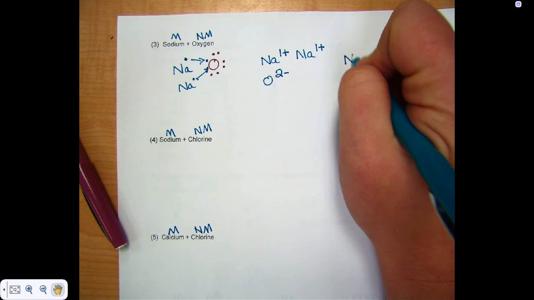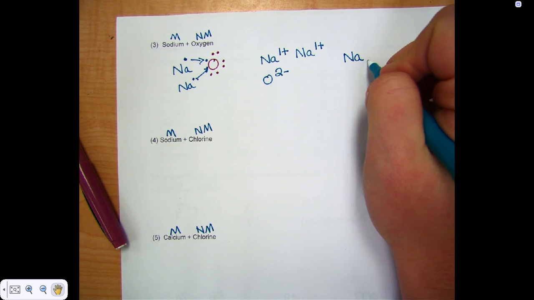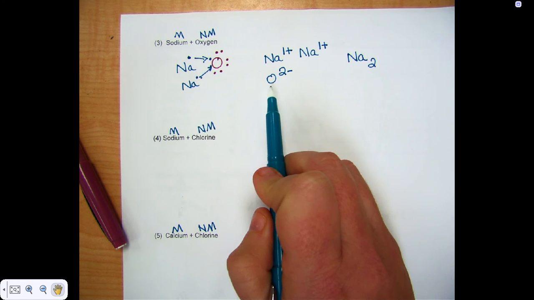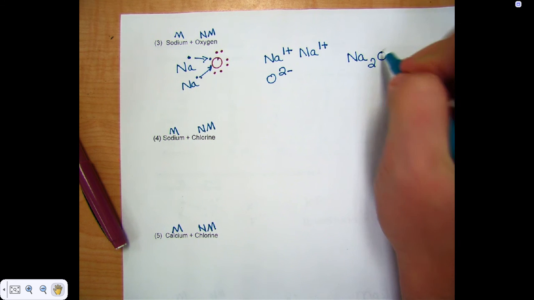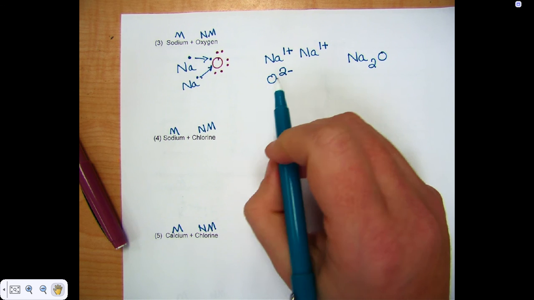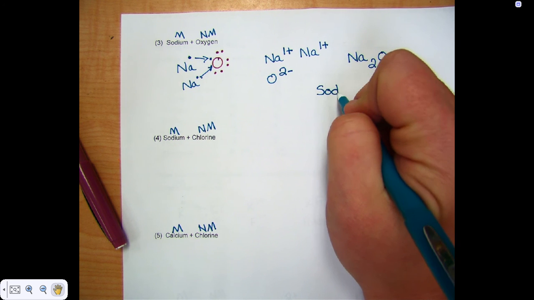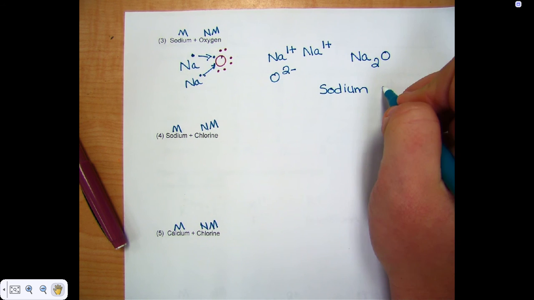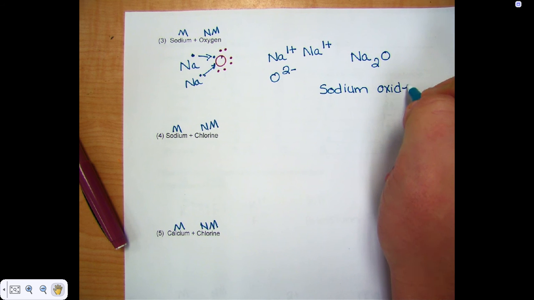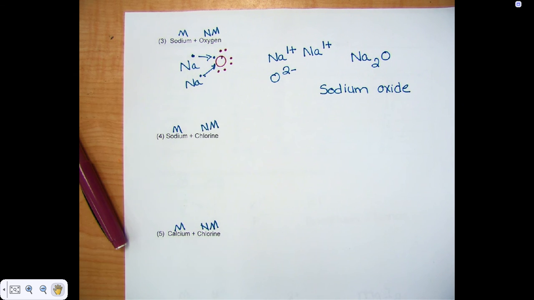Write my formula. Na. How many Nas do I have? I have 1, 2. How many oxygens do you have? You just have 1. Na2O. And so when we name this, again, it's an ionic bond between a metal and a nonmetal. So you go sodium oxide. Remember, that 2 doesn't mean anything in terms of the name. When we start talking about covalent bonding, we will name them in a different manner. All right, let's go to the next one.